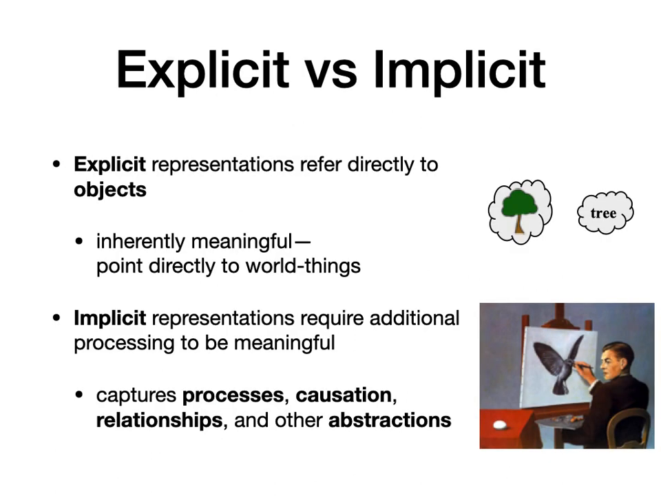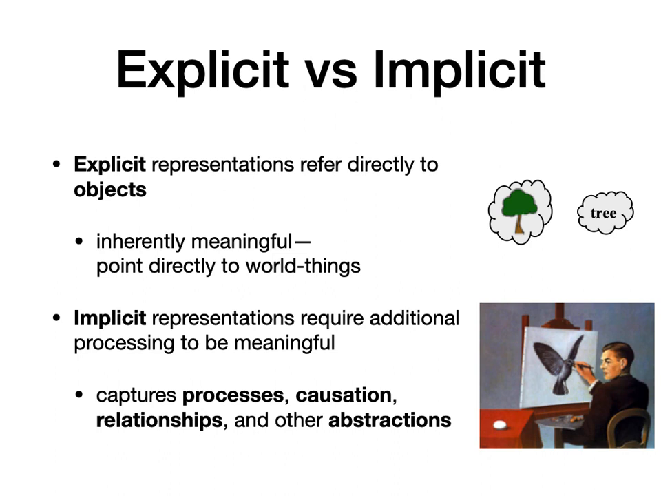One last thought on the ways different representations work is the concept of explicit versus implicit representation. So explicit representations are the ones that refer directly to objects, right? Tree in the world, that's a thing that exists, right? It's inherently meaningful. These are nice because they're very well grounded. We talked about the grounding problem a little bit before. They are inherently meaningful. It's nice and easy because we know that tree means tree.